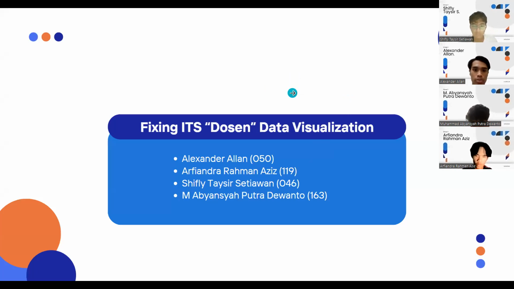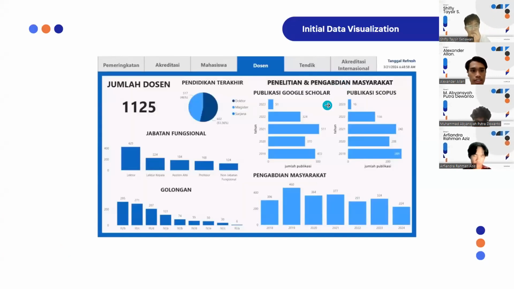We are going to explain how to fix the ITS Dosen data visualization. So this is the data that we are presented with. It shows the categories of the lecturers or Dosen in ITS. There are bar charts and also this pie chart. And we are trying to visualize how to optimize these charts.